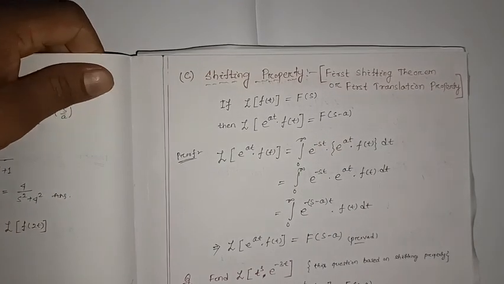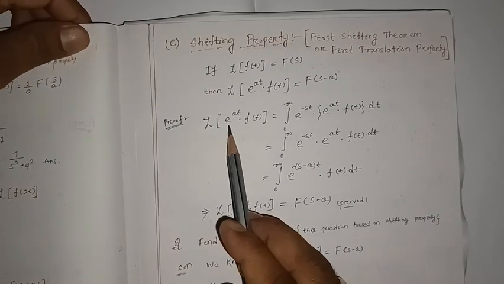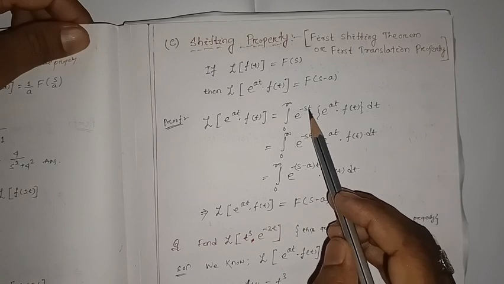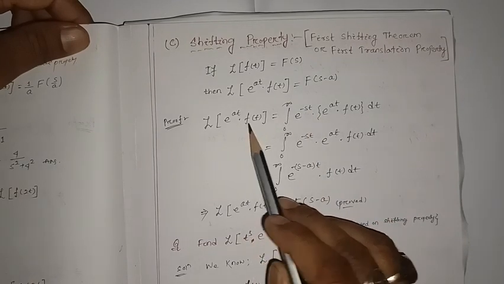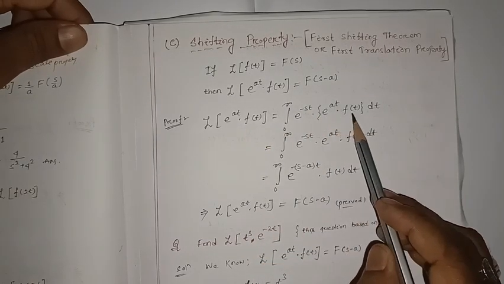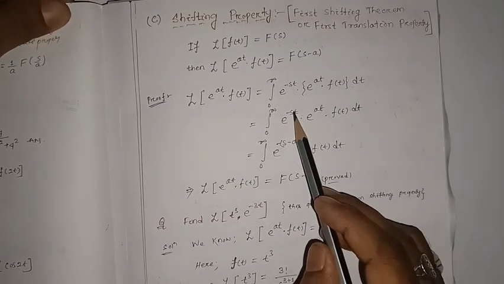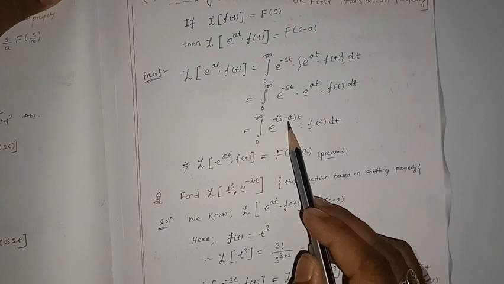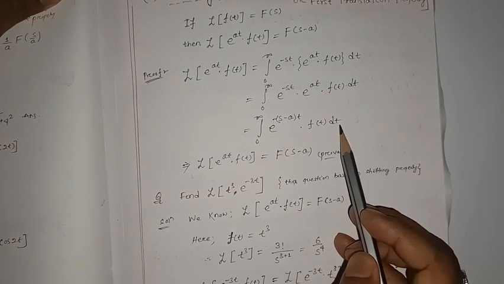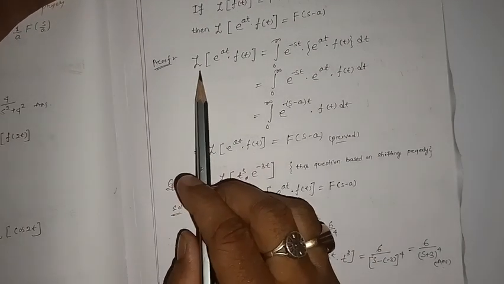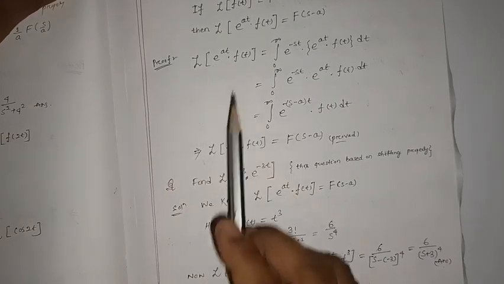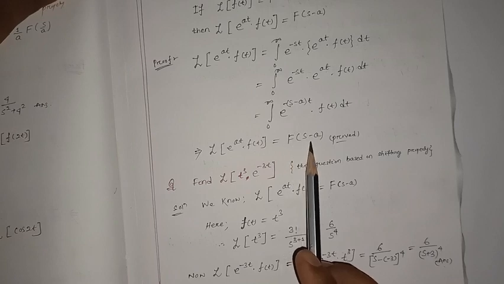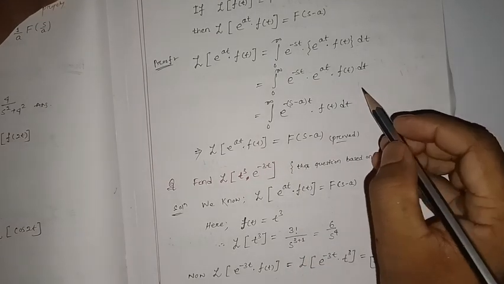So here is the proof. Laplace transform of e to the power at into f of t, in general we can write, e to the power minus st acts as the kernel of the whole function. So this will be integral of e to the power at into f of t dt. Here e to the power minus st into e to the power at can be written as e to the power minus of s minus a into t, f of t dt. So that implies Laplace transform of e to the power at f of t will be equal to capital F of s minus a. Why?